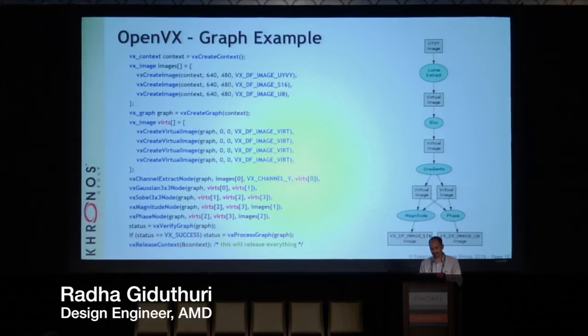At the end of constructing the graph, it simply calls verify graph once just to see there are no errors in there. And once the graph is verified, then you can issue the process graph call, which you can actually call multiple times to be able to run it several times for each image that comes through.